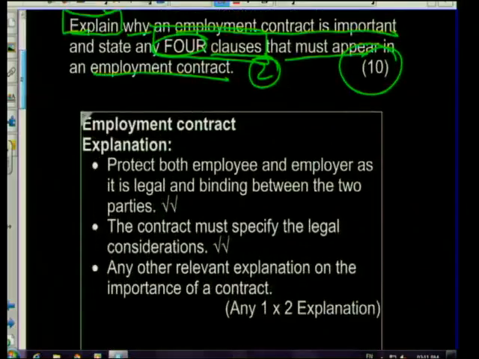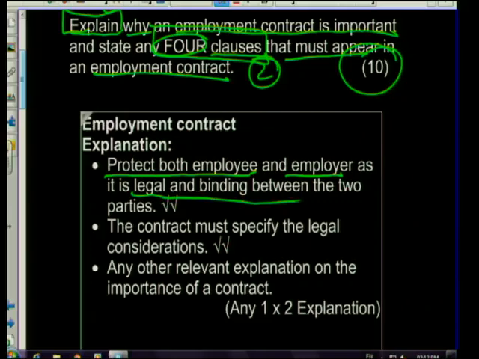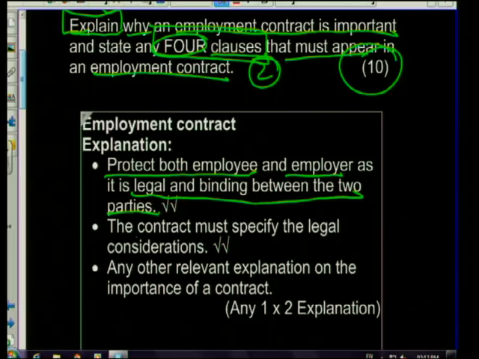So the first part here, we're going to explain. So why do we have employment contracts? It's to protect both the employee and the employer, as it is legal and binding between the 2 parties. So if both parties have signed, both parties have agreed, they have to follow whatever's in the contract. So you could use that as an example of explaining what a contract is. Or you could say the contract must specify the legal considerations. So it has to have everything in there.